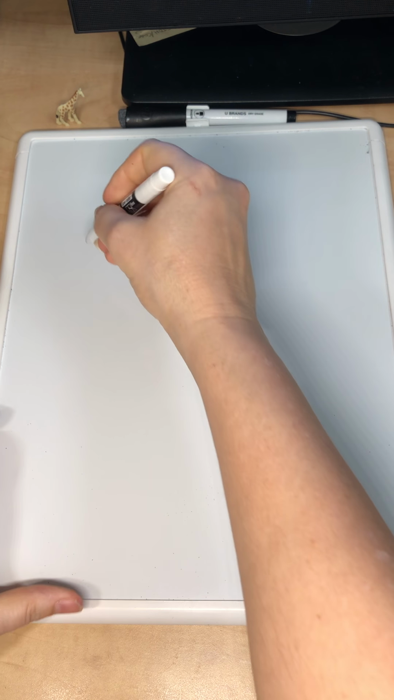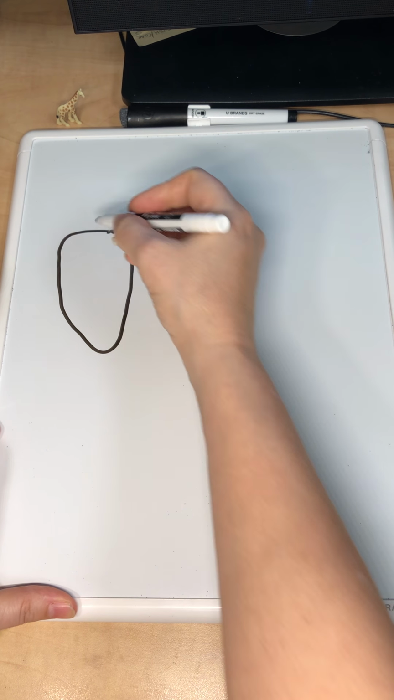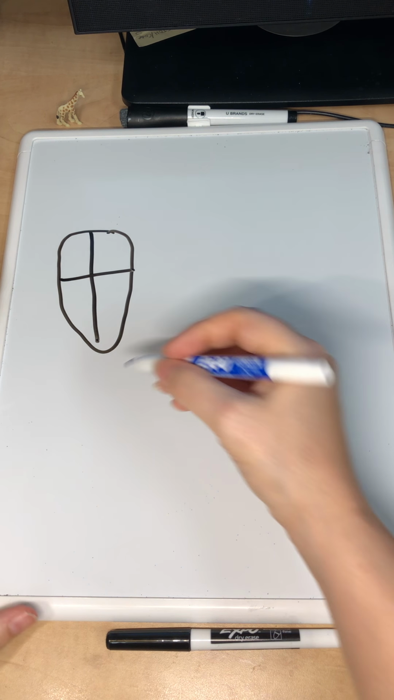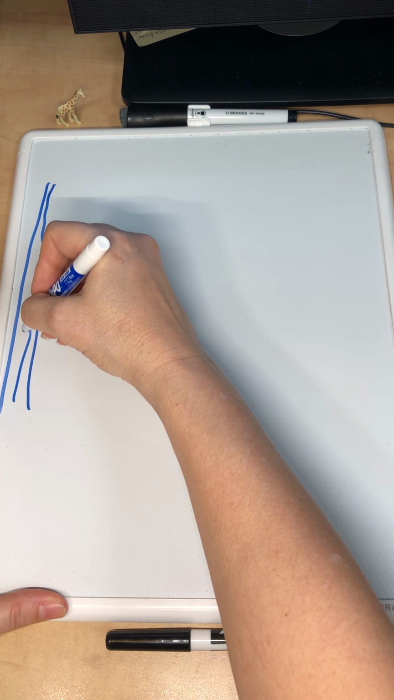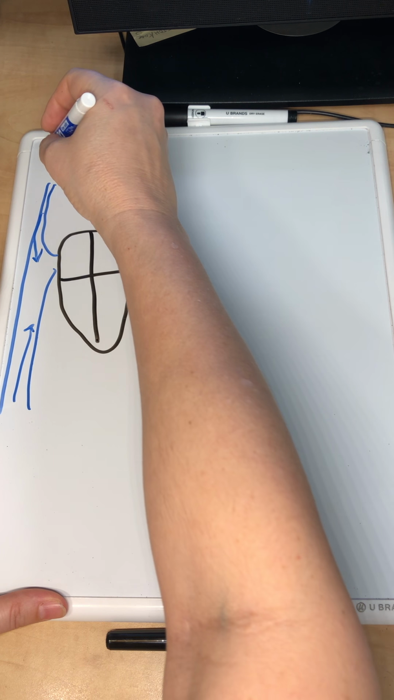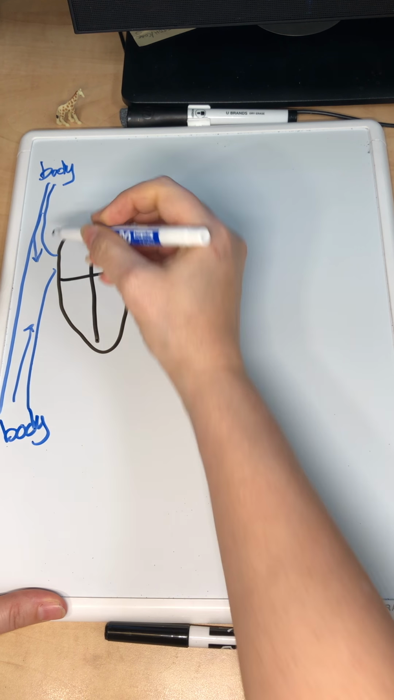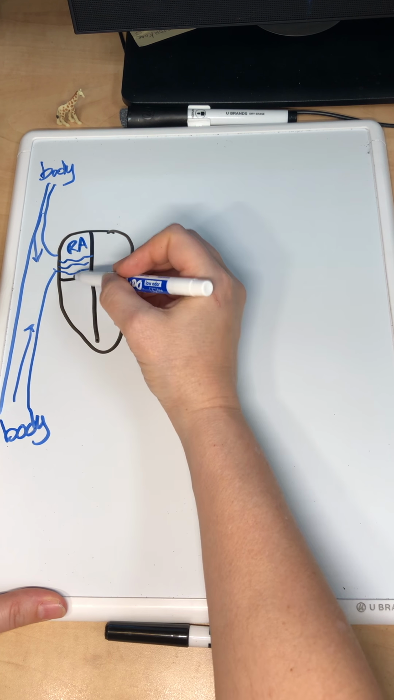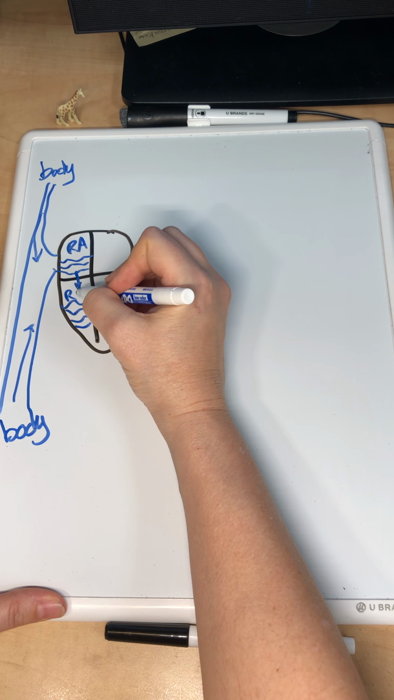Okay, don't laugh at my drawing, but this is my version of a heart, okay? And we have 4 chambers. So we have blood coming to the heart from the body. The upper body, the lower body comes into this chamber right here called the right atrium and goes down through this valve down into the right ventricle.